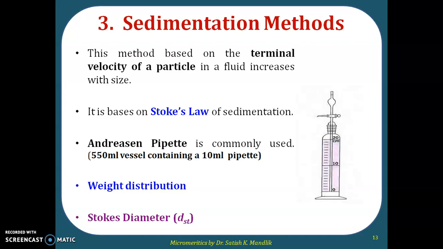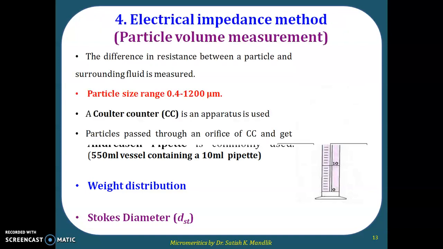Sample is placed into the Andreasen pipette, and at different time intervals the sample is withdrawn and evaporated to dryness, and the dry residue of powder is weighed. So at different time intervals the weight of different powder is weighed. Therefore, it is a weight distribution. The equivalent spherical diameter determined in sedimentation method is known as Stokes diameter.